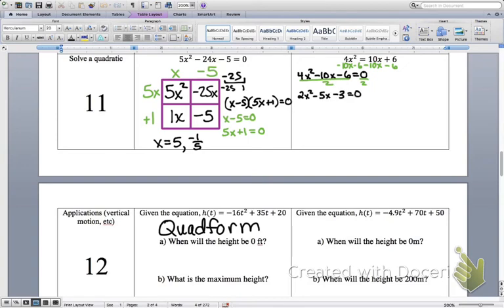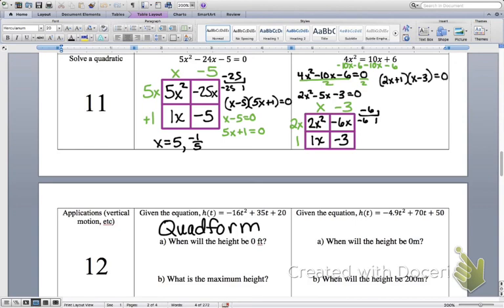Again, our a value is still not equal to 1, so we do have to use the box method again. First term in the top left, last term in the bottom right, multiply the two together. Factors of negative 6 that add to negative 5 are negative 6 and positive 1. Factor to the left and factor to the top. Write it as a product of two binomials and set that equal to 0. Solve each equation. We get two solutions. One's negative 1/2 and one is positive 3.